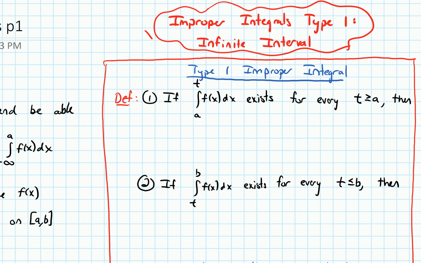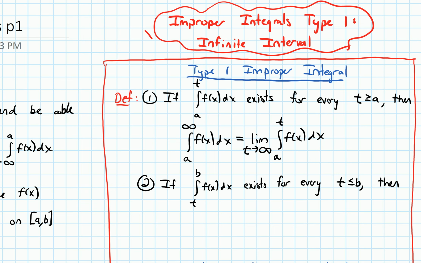What is a type 1 improper integral a little bit more technically, and how will we evaluate them? This is a definition, and it begins by saying if the integral of f of x from a to t exists for every value of t that's greater than or equal to a, then we can define the integral from a to infinity of f of x dx. We define it as equal to the integral from a to t of f of x dx, but we take the limit as t goes to infinity.